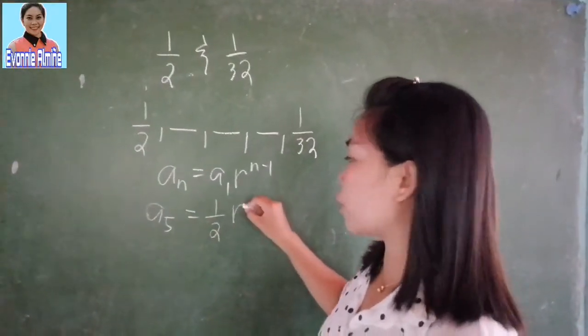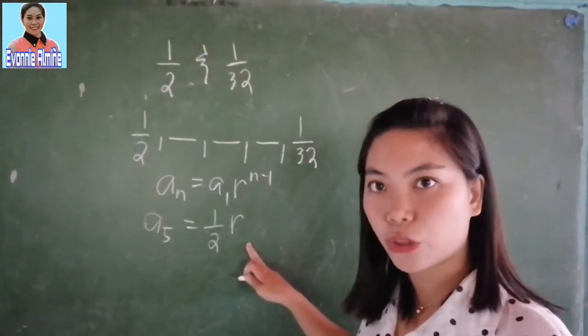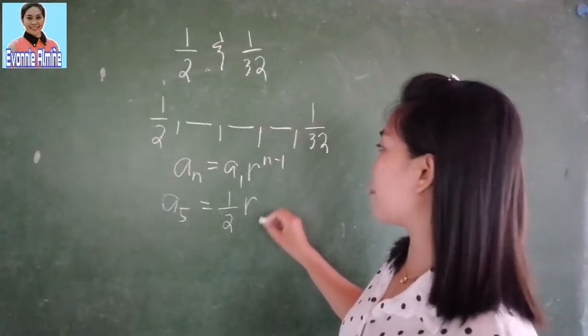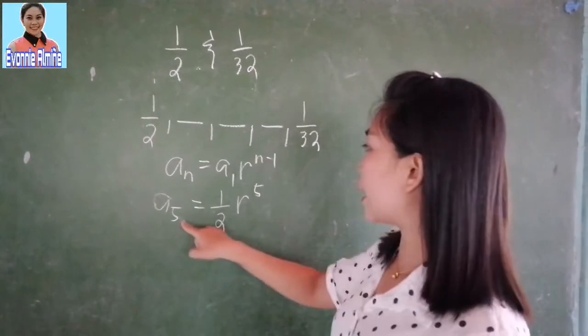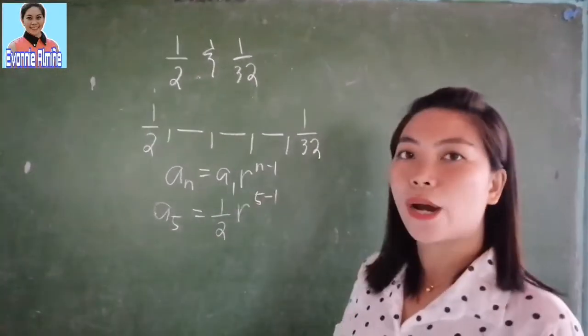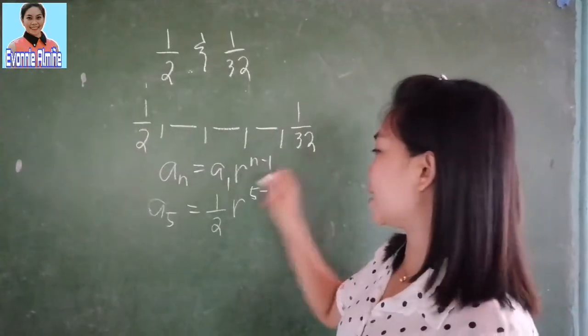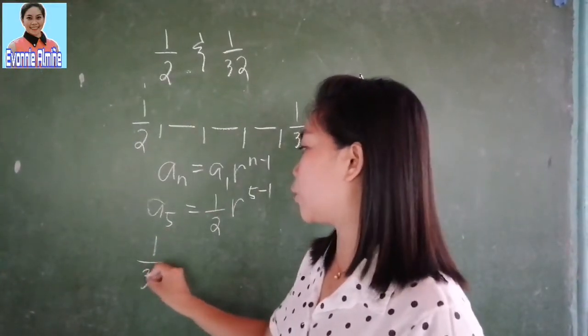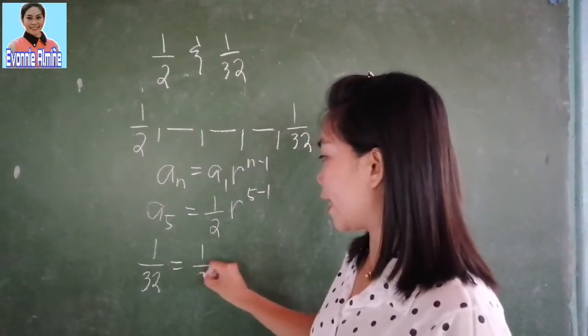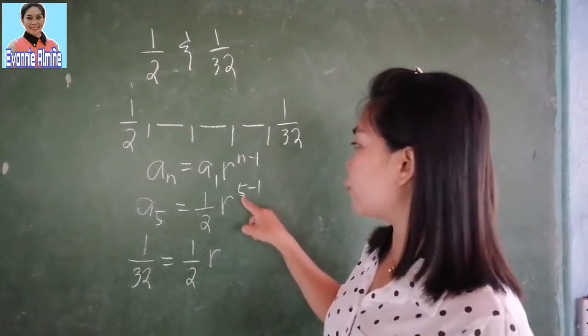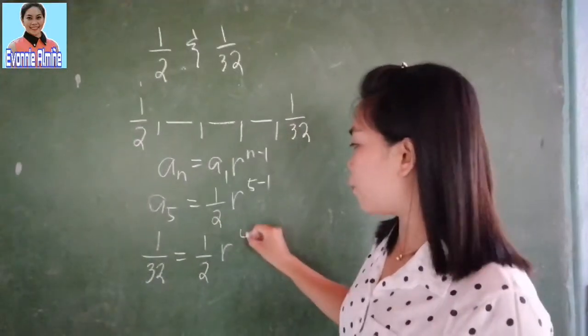The common ratio is missing. Ito yung unang nawawala, so hanapin muna natin. Raised to 5, the number of terms, minus 1. So let us substitute the value of a sub 5, which is 1 over 32. Bring down 1/2. Bring down r. 5 minus 1 is 4.